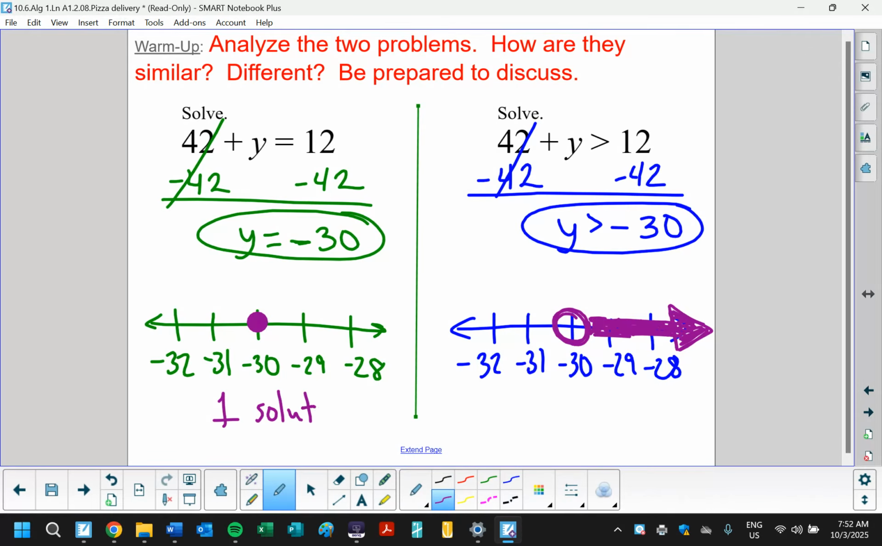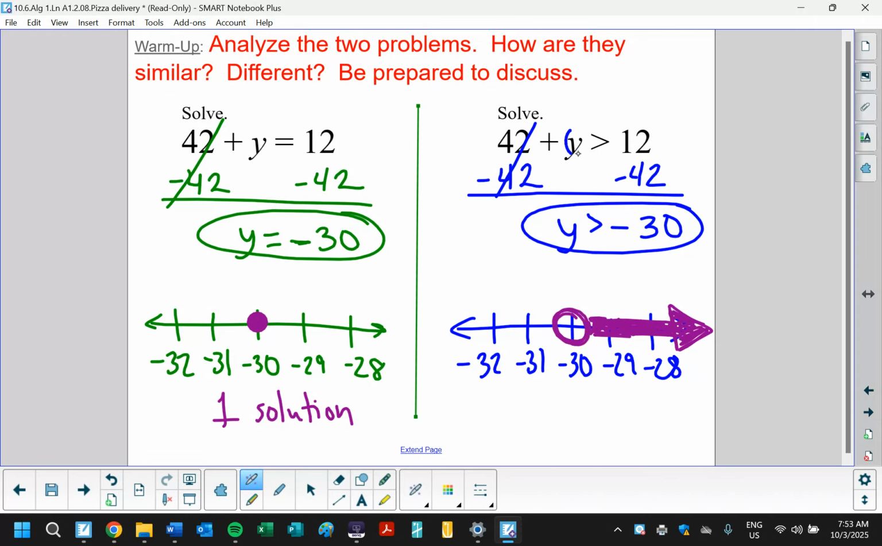On the other hand, so what I'm trying to say is the only number that will work, that will make a true statement, is if you substitute in negative 30. On the other hand, this over here has infinitely many. And what I mean by that is, I should have said negative 30, excuse me.